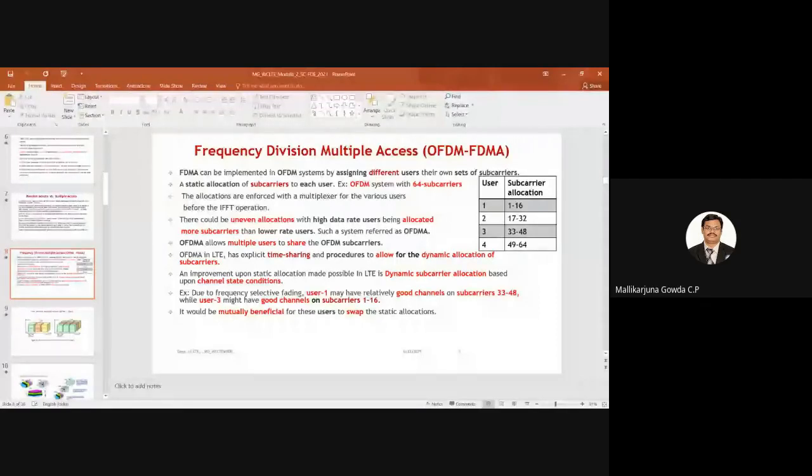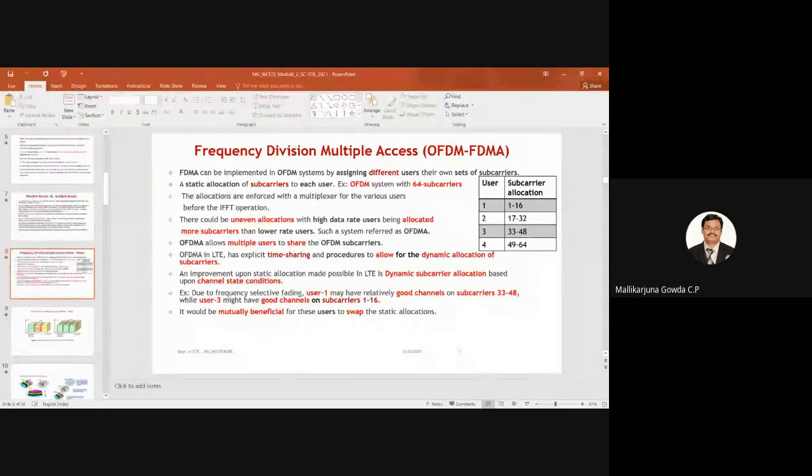how these multiple access techniques are clubbed. If I combine OFDM and FDMA, then it becomes OFDMA, that is orthogonal frequency division multiple access technique, right? And I gave a little bit of information about this OFDMA. Okay, so let me say a few things about that.